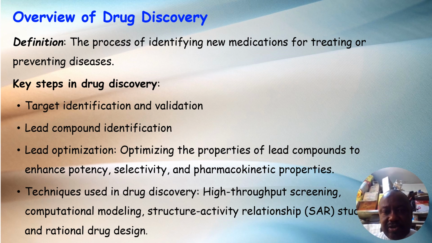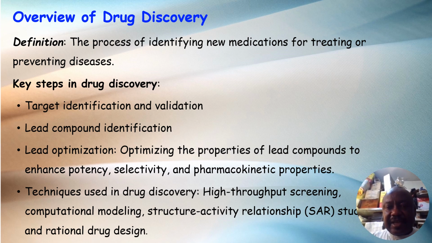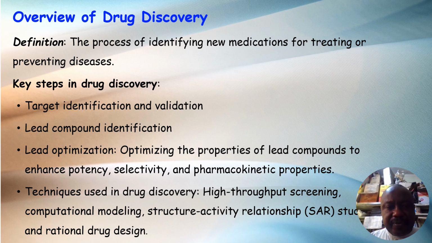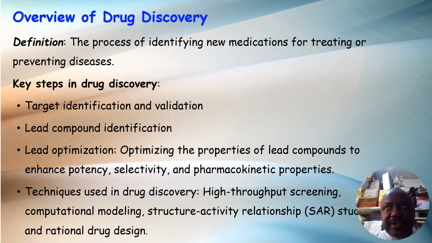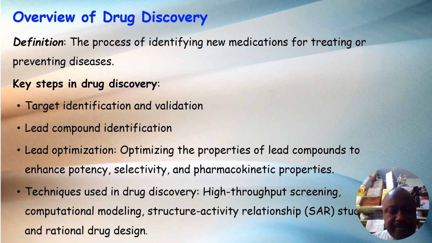The second step is the lead identification, the screening of a large library of chemical entities and identifying a lead that can interact with the already identified biological target. The third stage is the lead optimization, optimizing the properties of the lead compound to enhance potency, selectivity, and pharmacokinetic properties. Other techniques of lead identification include high throughput screening, computer-aided design, combinatorial chemistry, computational chemistry, drug modeling, and structure-activity relationship.